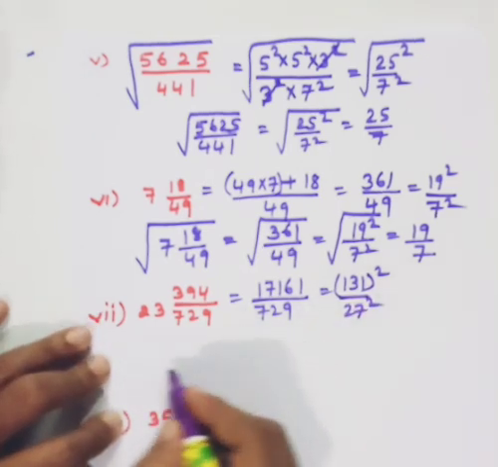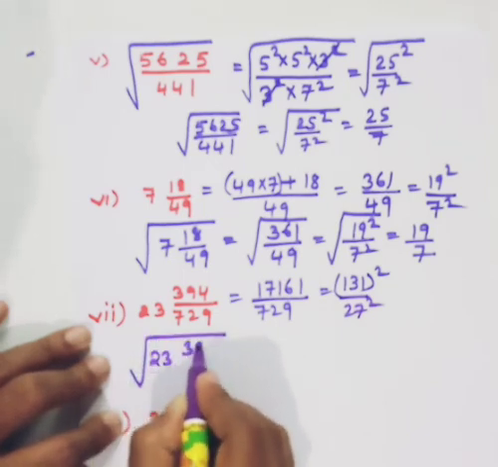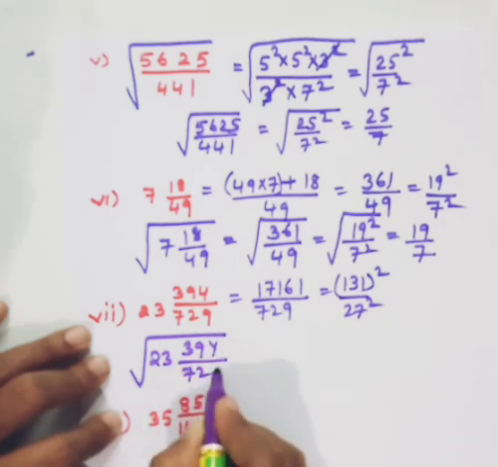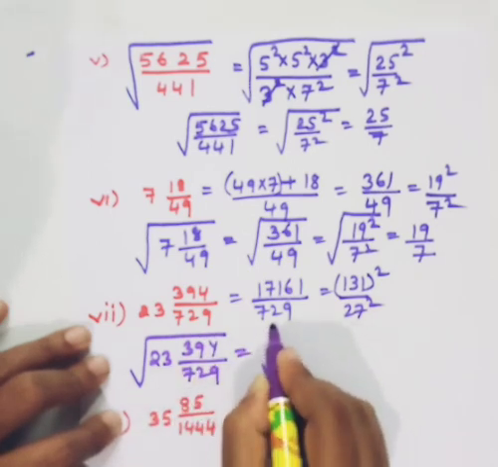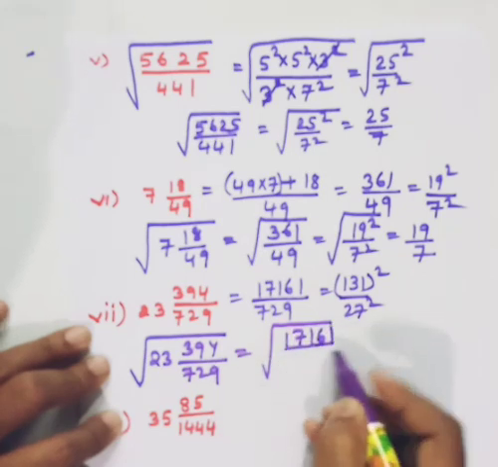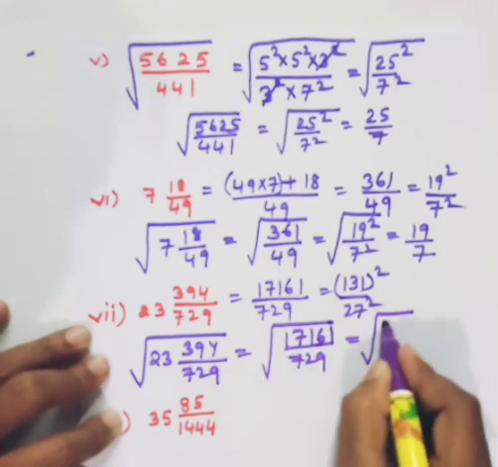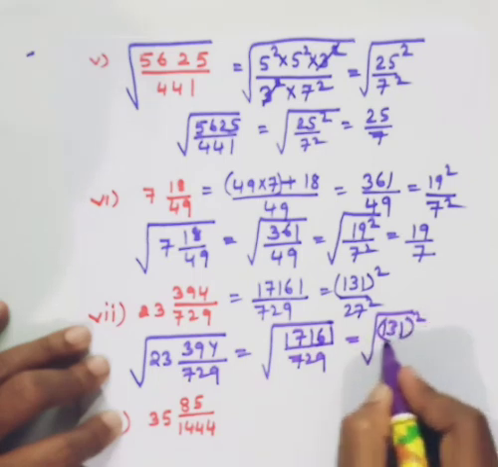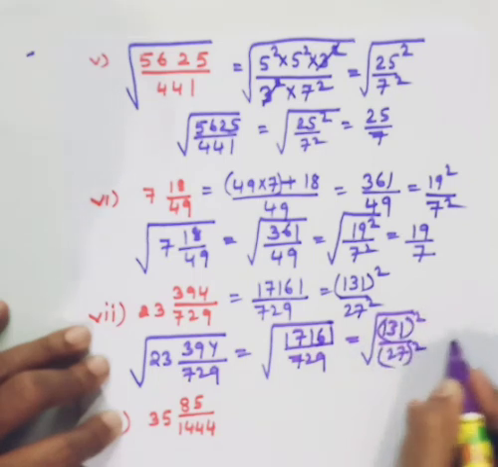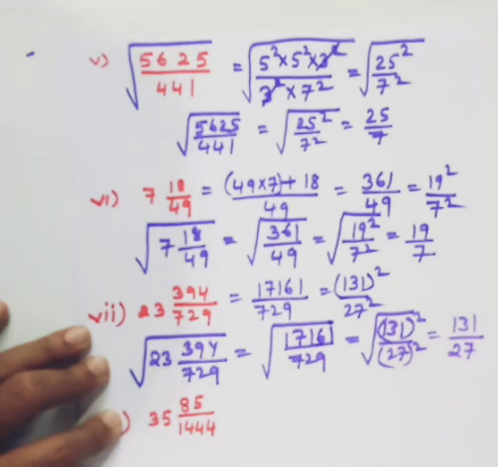Okay. So the square root of 23394 by 729 comes to be the square root of 17161 by 729, which will be the square root of 131 square by 27 square, which will come 131 by 27. Okay. Now let us see the last question.